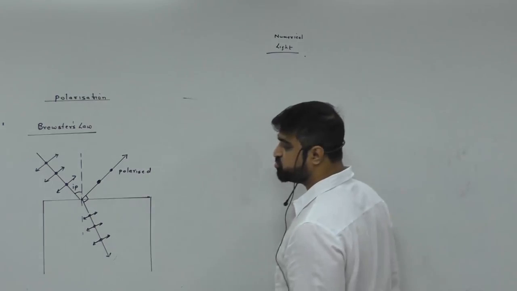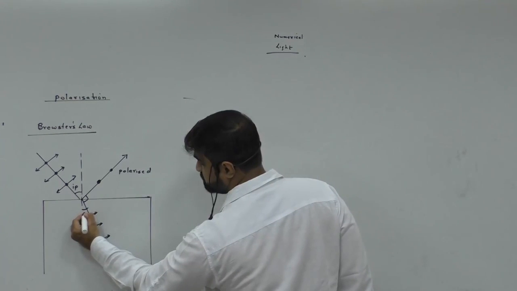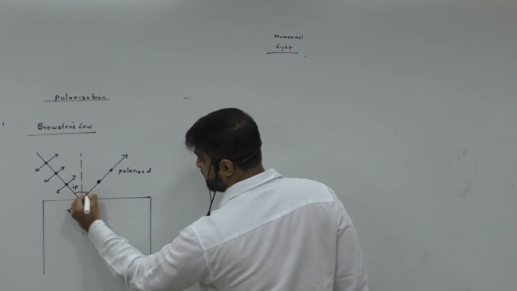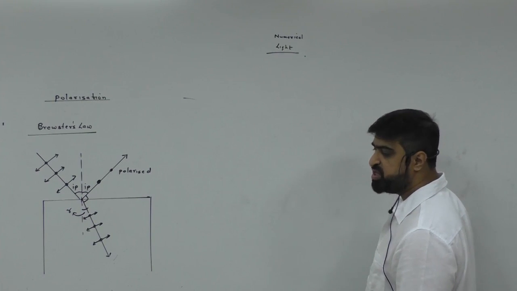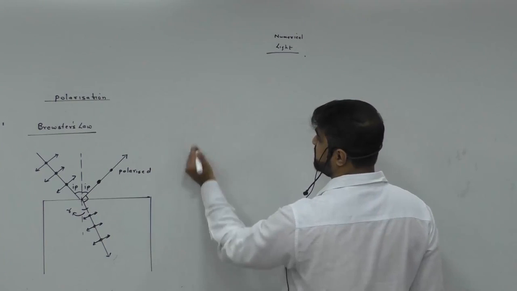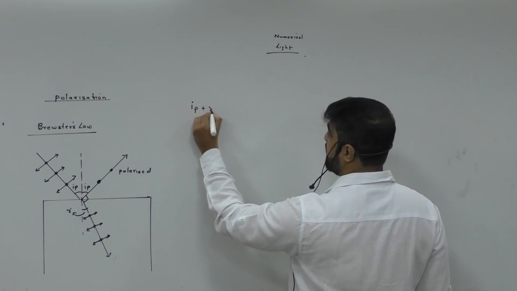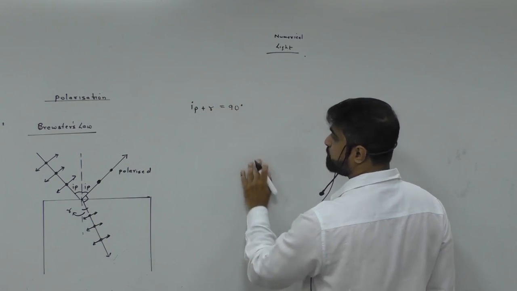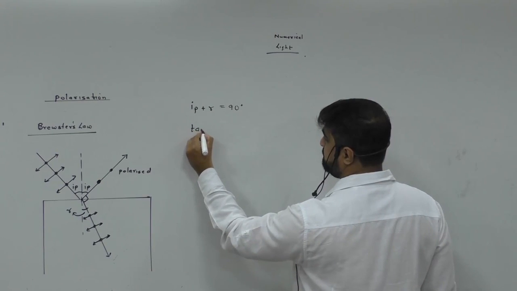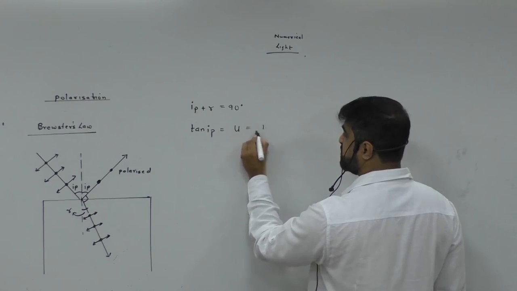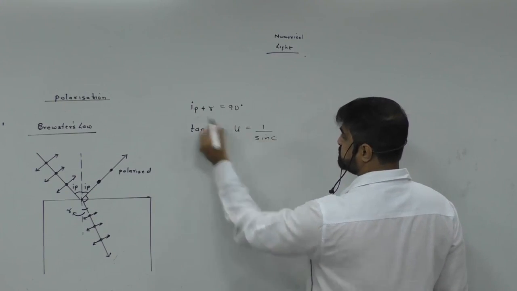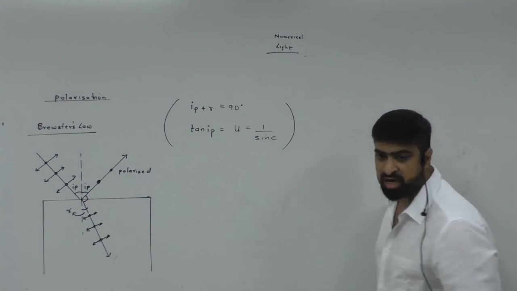Now the formulas which are used over here: we know this is R, and if this is IP, this will also be IP. The formula to be used in Brewster's law, which we discussed in the theory, is IP plus R is 90. And tan IP will become equal to mu, which can also be written as 1 upon sin C. These formulas will be used in Brewster's law.